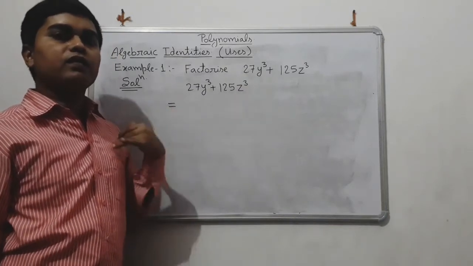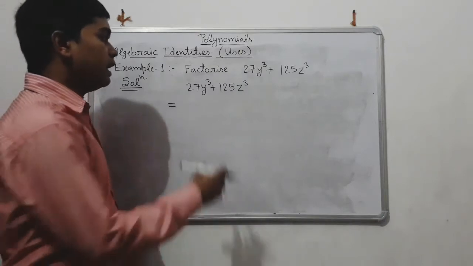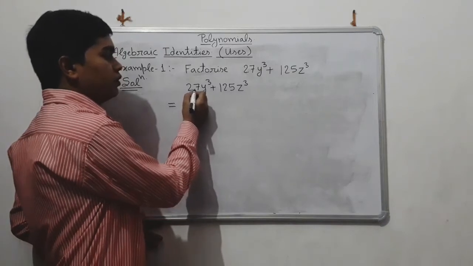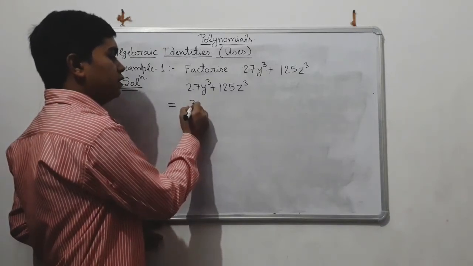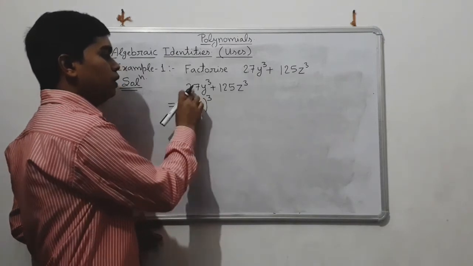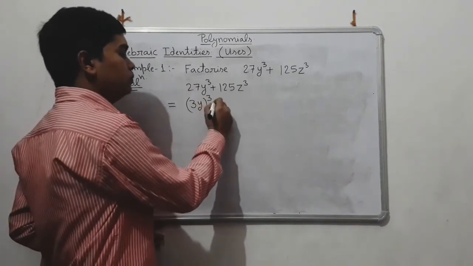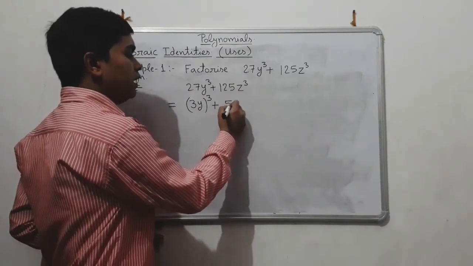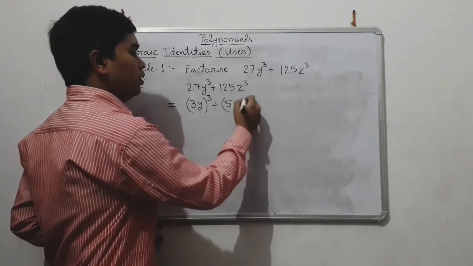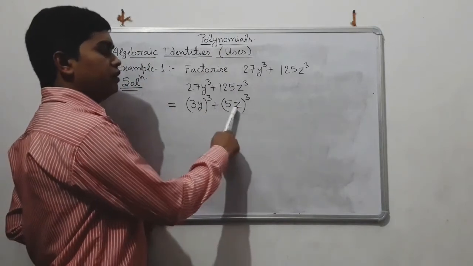So it means here we will use the formula a cube plus b cube. So first change it into the form of a cube plus b cube. Similarly, for 27 we can write 3, and for y, whole cube. So for 27y cube you can write (3y) whole cube, and same for this we can write (5z) whole cube. Okay, so now this is a and this is b.